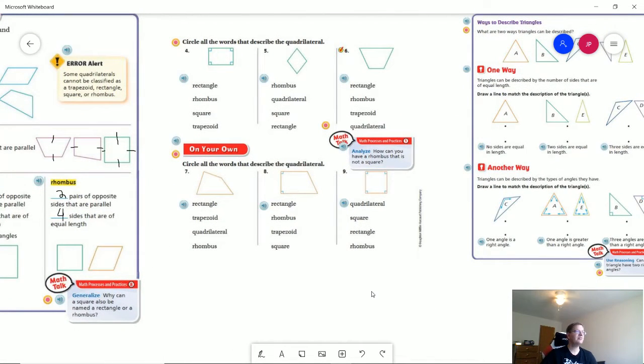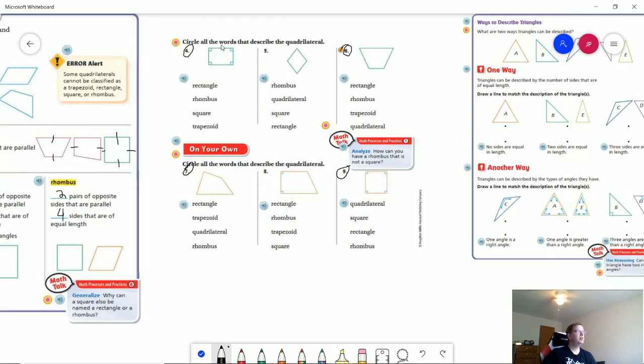If you want to pause the video, I'm going to take a look at number 4, number 6, number 7, and number 9. So if you want to pause the video and see what you come up with at home for these, and then when you're ready, hit play for that particular number.